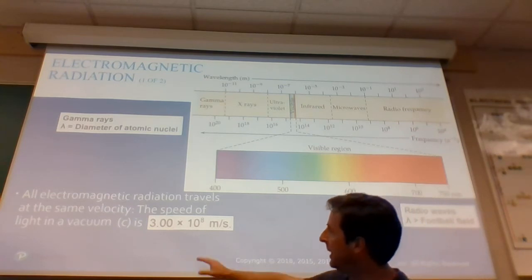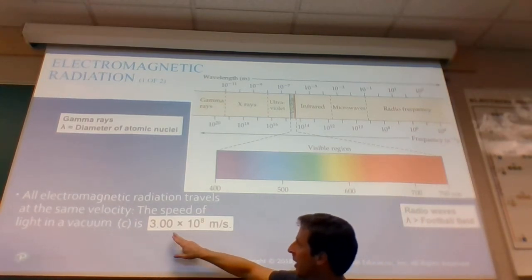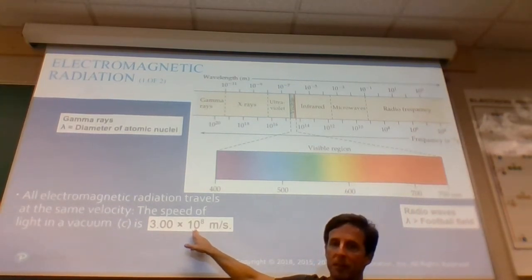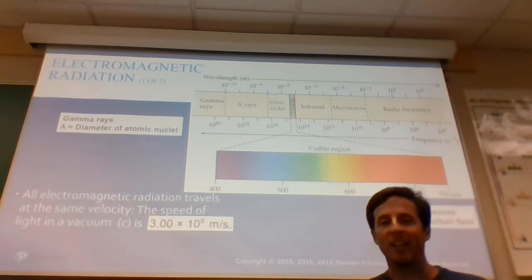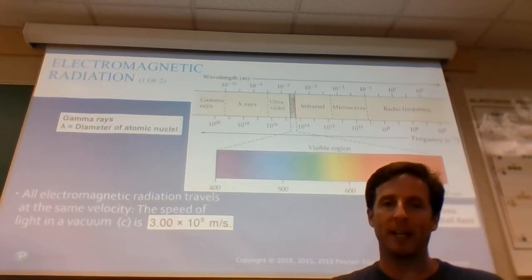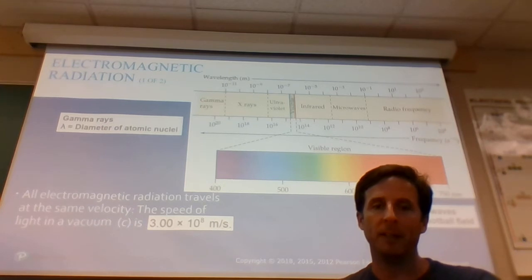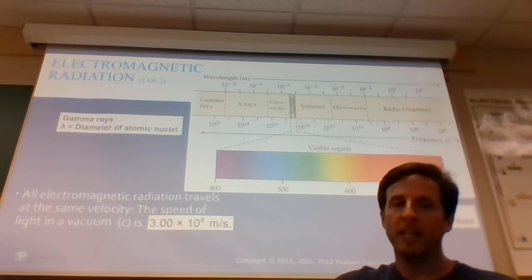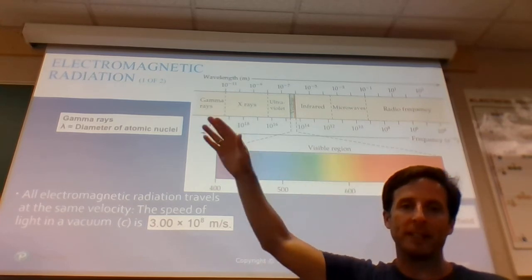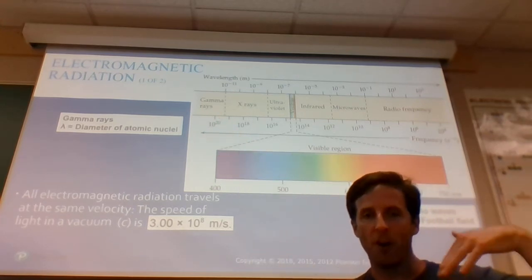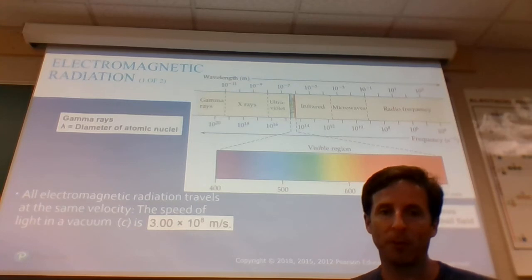Again, I mentioned the speed of light, letter C, is going to be around 3 times 10 to the 8th meters per second. That is a constant value. All types of light travel at the same speed in a vacuum. So this is the speed if light is traveling out in space, like from the sun to the earth, this is the speed that it travels.